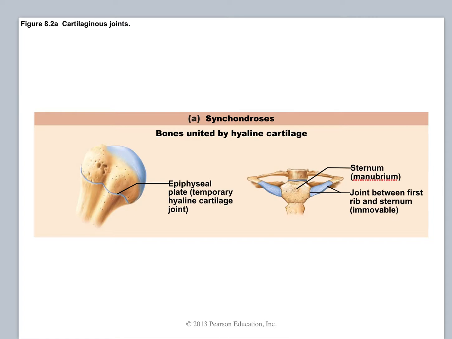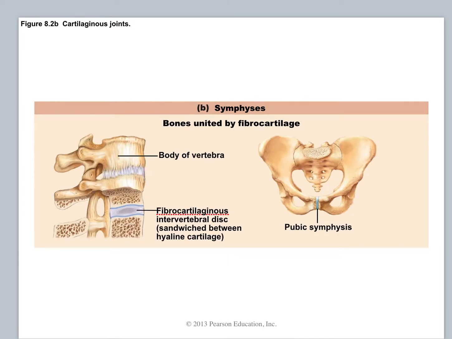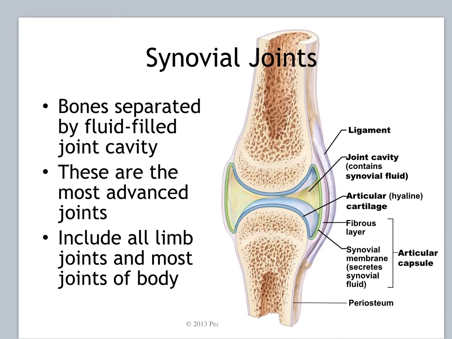The sternum, where the joint between the first rib and the sternum is made of cartilage. The vertebral bodies are connected through the disc, which is fibrocartilage. So this technically would be a cartilaginous joint. And the pubic symphysis is the joint between the two pubic bones. These are connected by cartilage in this area. So again, the cartilaginous joints.